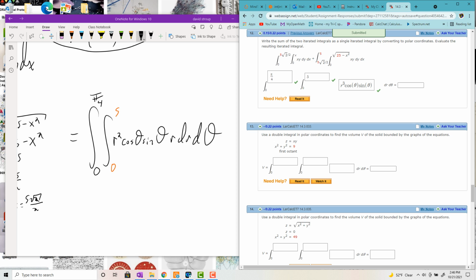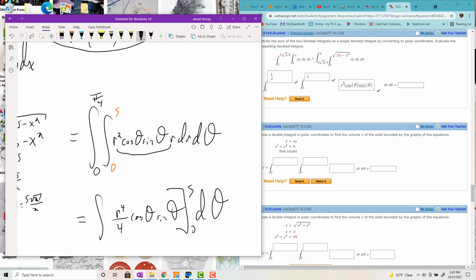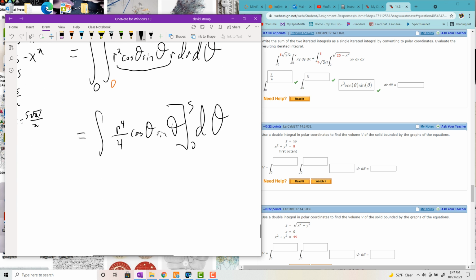Yay. So integrating this character, r cubed, when I multiply these two together, will be, with respect to r, r to the 4th over 4. Cosine theta, sine theta, evaluated from 0 to 5, d theta. I don't know what 5 to the 4th is, but it'll be 5 to the 4th over 4 integral. I'll do a u sub on sine, again, to avoid the negative if I did the u sub on cosine. It'd be u equals sine theta, du is cosine theta d theta.